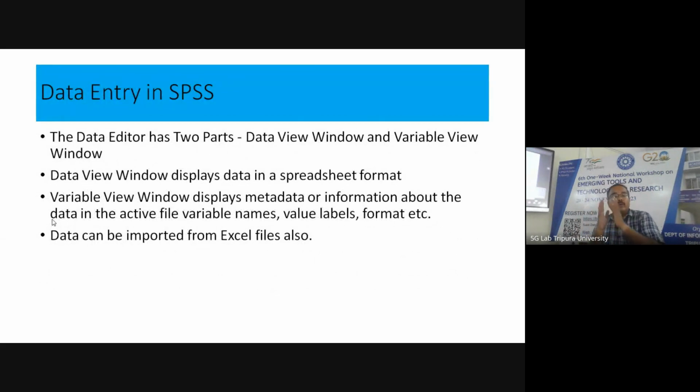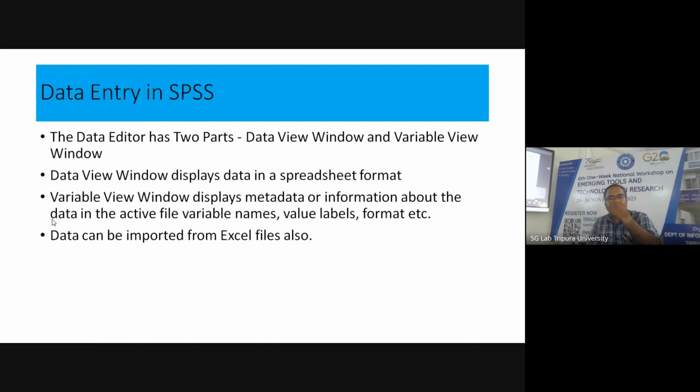So if you are going to use SPSS, how will you enter the data in SPSS? The data editor has two parts. You will open IBM SPSS, then the data editor will come. One is the data view, just like an Excel spreadsheet. The other is the variable view window, which you require if you are entering the data directly in SPSS. The data view window displays the data in a spreadsheet format. The variable view window displays metadata, or information about the data, because you are entering the data in a better kind of software than Excel, where all sorts of information about the data is required.